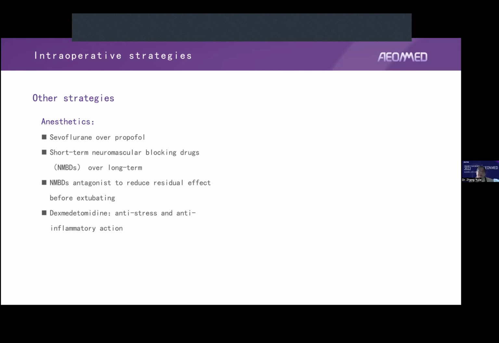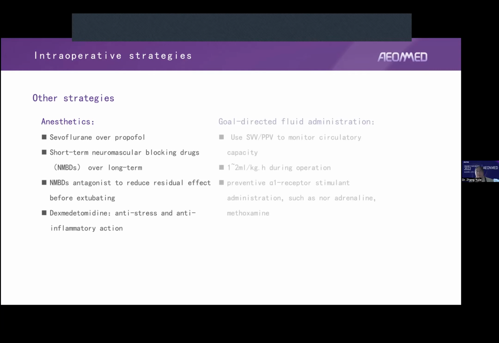And for fluid management, a goal-directed restrictive strategy is recommended. It should be monitored by the SVV, stroke volume variation, or pulse pressure variation to monitor the circulatory capacity. And for weak or elderly patients, it might cause hypotension. So a combined use of an alpha-1 receptor stimulant should be done.